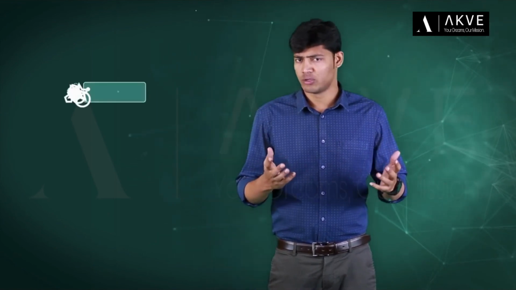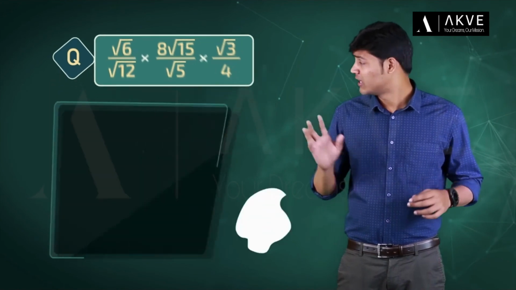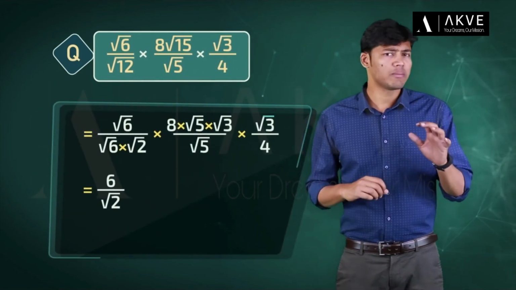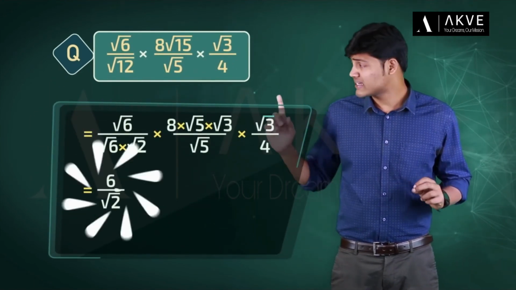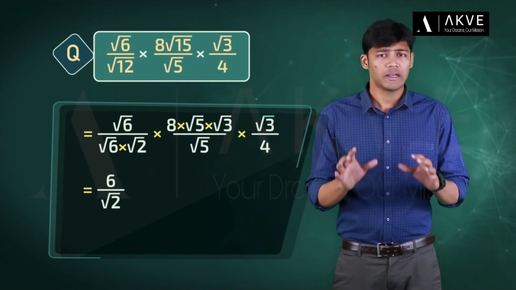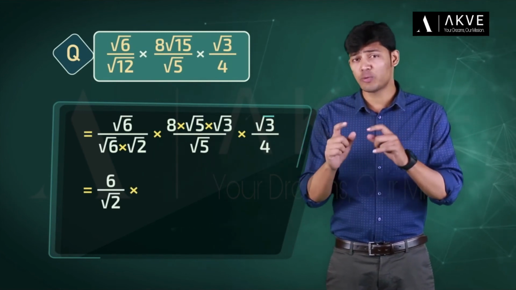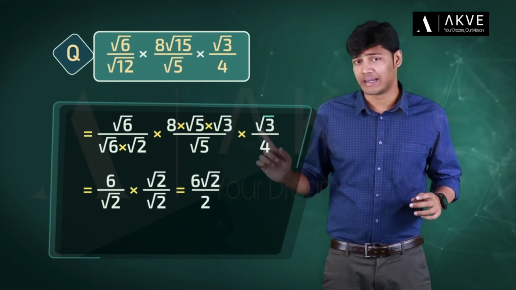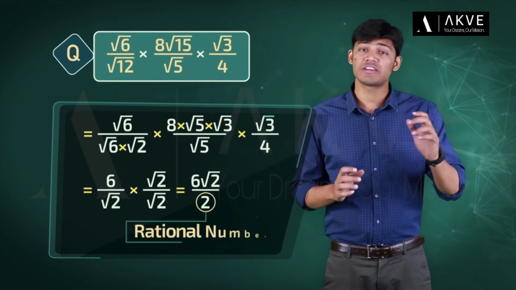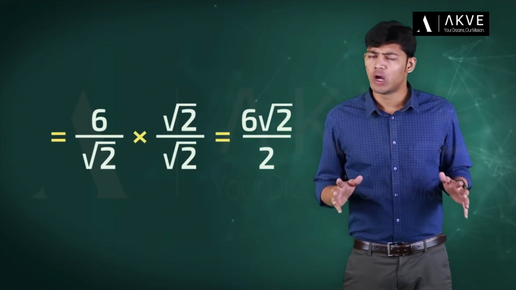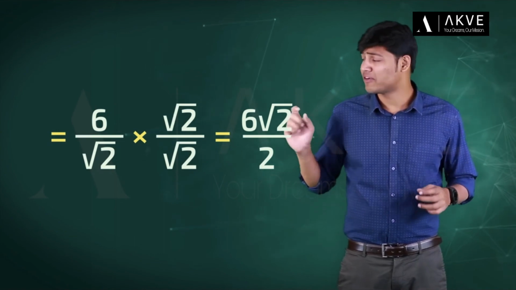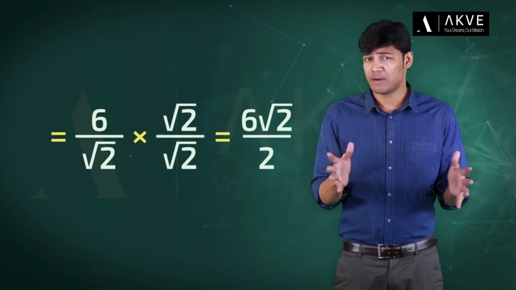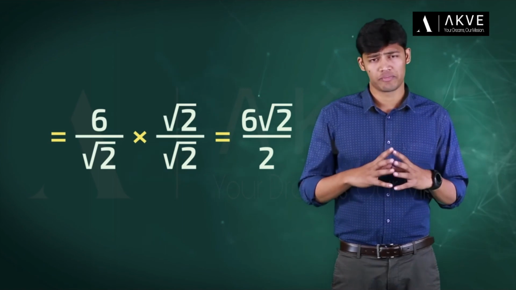Friends, let's start today's video by recalling the problem from our last video. This was the problem and this was its solution. If you remember, we got the answer as 6 divided by square root of 2, but then we multiplied both the numerator and the denominator by square root of 2 and we made the denominator 2, which is a rational number. Now, why is it that we had to further simplify it? Why couldn't we just keep it as 6 divided by square root of 2?